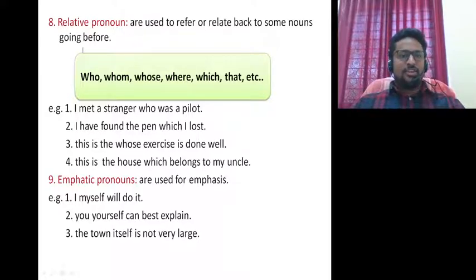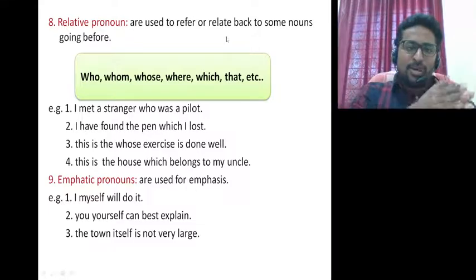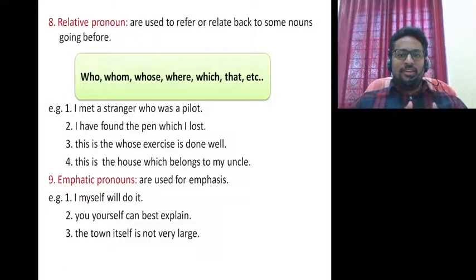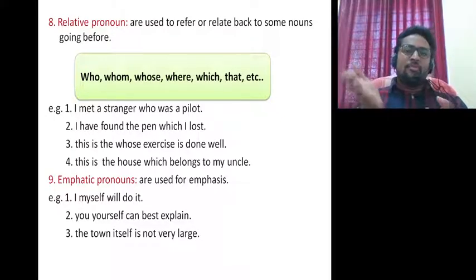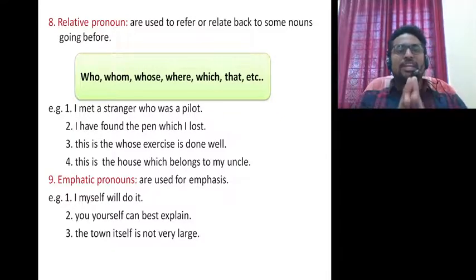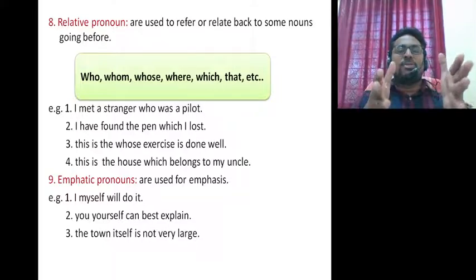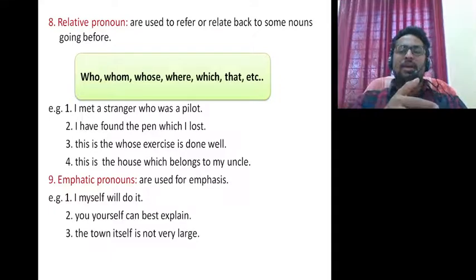In a sentence, instead of a noun we are using pronouns. Whatever sentence you write, we are using relative pronouns to relate back to some nouns going before. Where we use relative pronouns, these relative pronouns relate back to a noun that has already been mentioned in the sentence, to show the relation. There we have to use the relative pronoun.